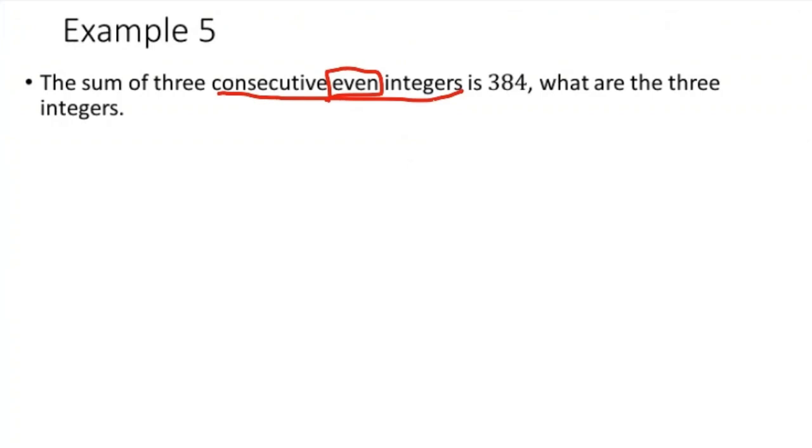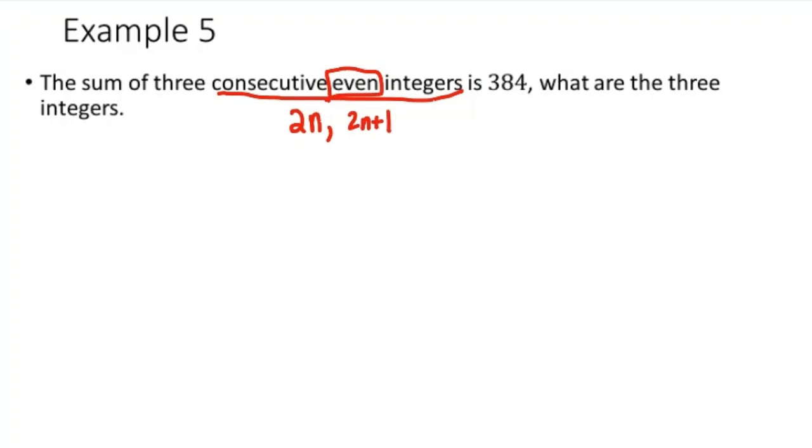In order to represent an even number, we'll represent it as 2n, 2 times some number, because all even numbers can be written as 2 times something. Now, if my first even integer is 2n, what would be the even integer that comes after it? Now, if we take the idea of consecutive integers, we would think, well, if I add 1, that would be the next integer. However, we have to be careful here. We want consecutive even integers.